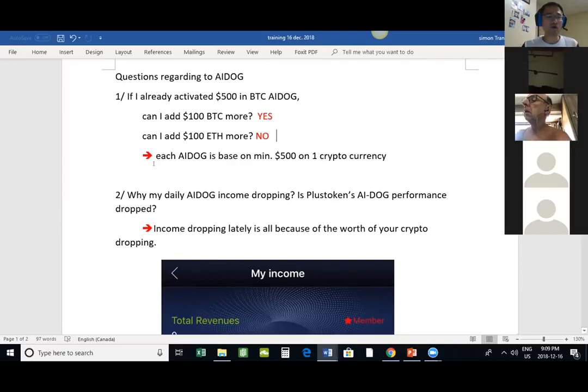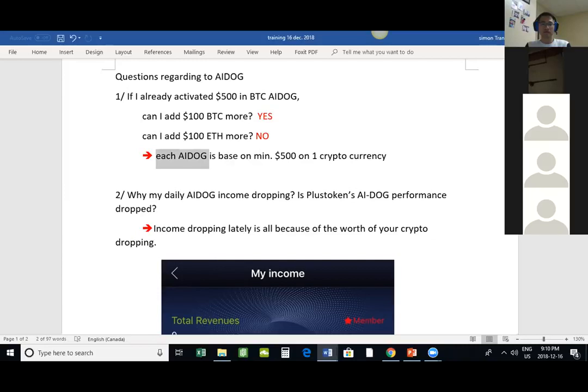Every single cryptocurrency, every single AI doc, has a minimum to start of 500. So for any of the 8 cryptocurrencies that we have, BTC, Ethereum, Litecoin, Ripple, Dash, Dogecoin, EOS, you can start with a 500 minimum. Later on, if you have more of the same cryptocurrency, you can add more if you want, until the maximum of each account, which is $50,000 with everything added together. If you hit $50,000, you cannot add more after that. So that is one question that many people are asking.